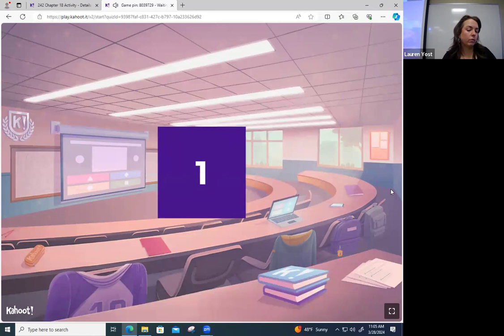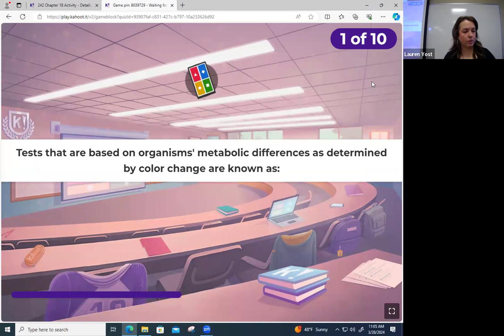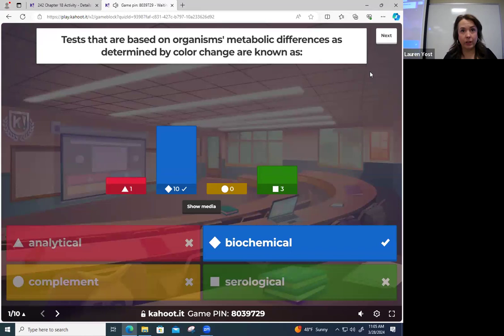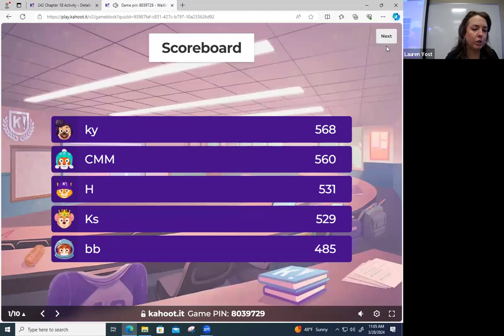All right, tests that are based on organisms' metabolic differences as determined by color change are known as... They're definitely what we would call differential tests, and that's what we want to lean toward the most, because that's what we've been learning the most lately. But if they are based on metabolic differences, it still would qualify as biochemical tests. Biochemistry is just metabolism, basically.